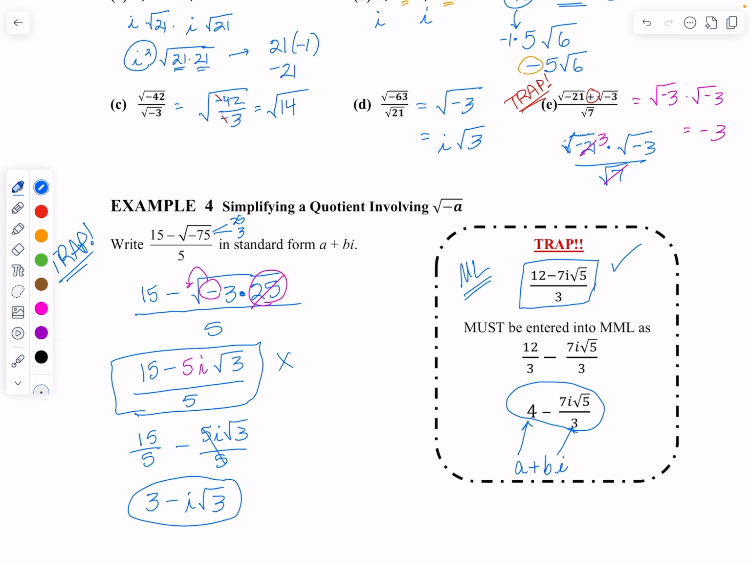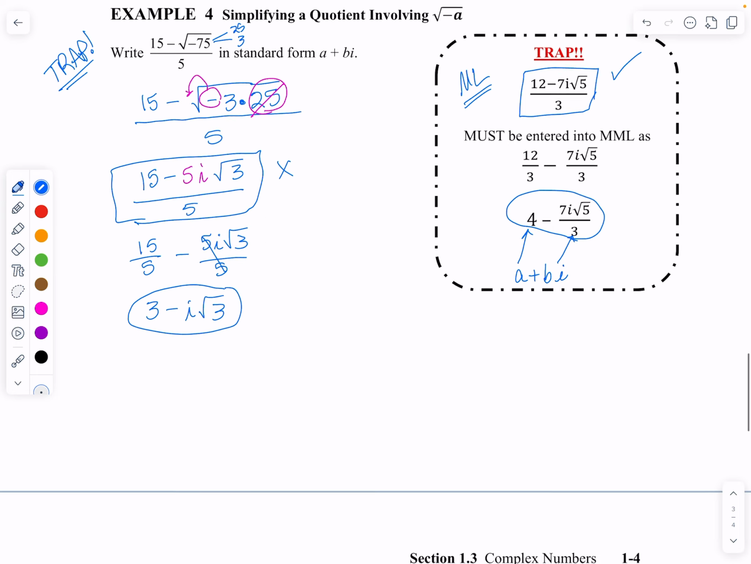But MyLab did not ask me. So I just wanted you to be aware of that because you may get the correct answer and think, why did I miss it? And it's because they asked for it in a plus bi form.